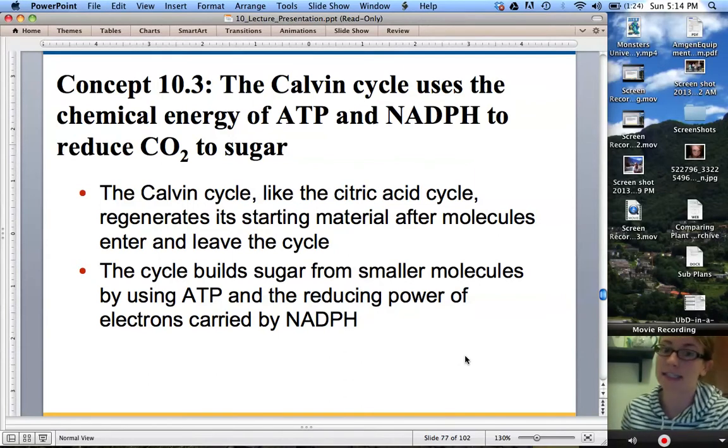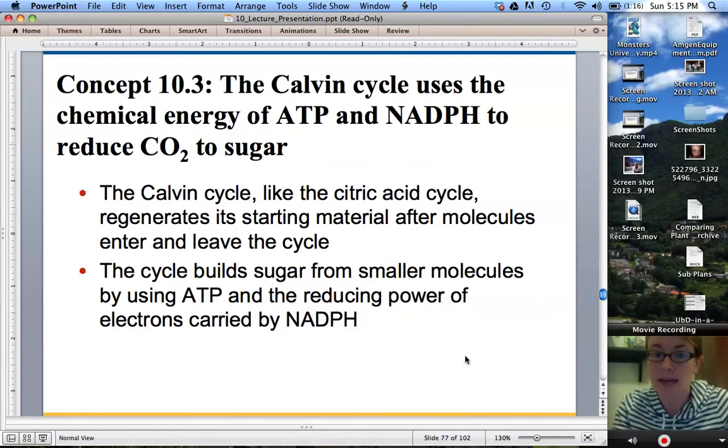And this is a cycle. So that means that it regenerates the starting material after molecules enter and leave the cycle. So like in the citric acid cycle, oxaloacetate accepted acetyl-CoA. In this case, the molecule that accepts whatever enters the cycle is going to be regenerated and used again to accept whatever is going to be entering the cycle again. And the cycle builds small sugars.